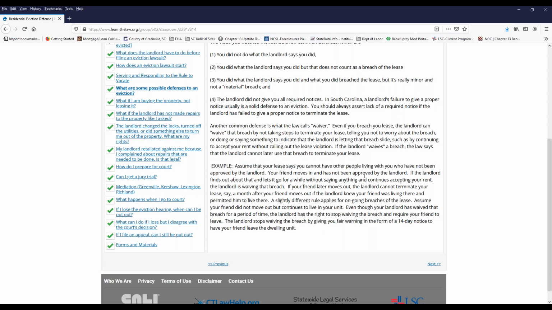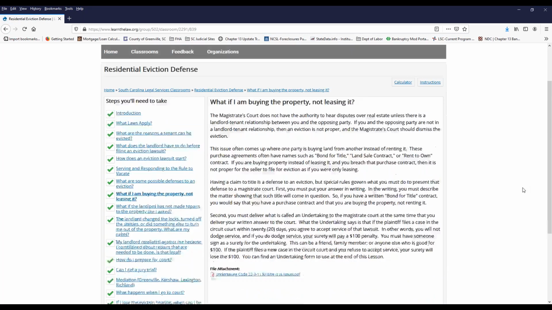And so then we give an example of a situation where the lease says you cannot have somebody living with you, and then the landlord knows the friend is occupying the property. The friend later moves out. The landlord can't, months down the road, say, you know what, I want to evict you for having that person living there who was not supposed to be living there. And in any event, the landlord is still required to give you the 14-day notice advising you to have your friend leave the dwelling.